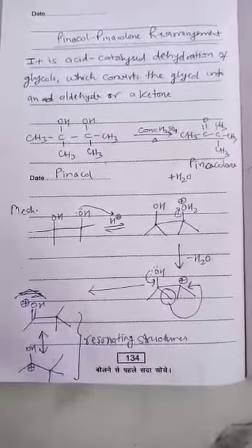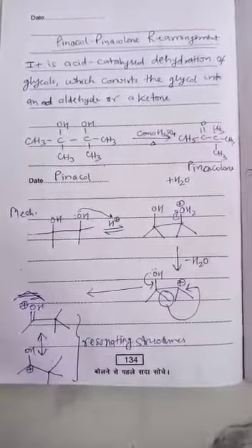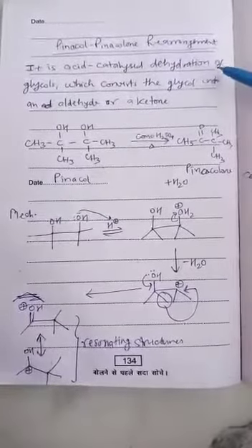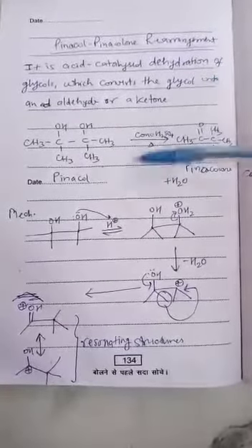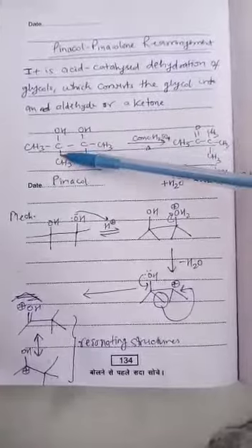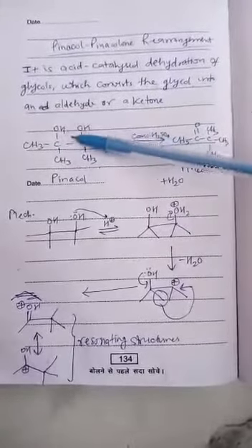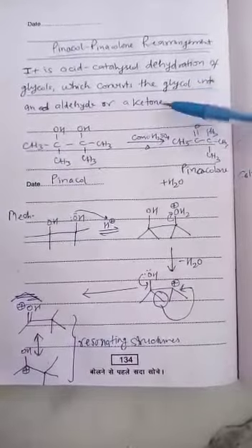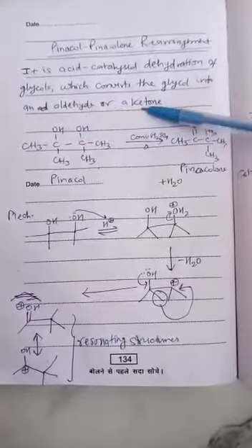Today we will discuss Pinacol-Pinacolone rearrangement. It is an acid catalyzed dehydration of glycols. Glycol means 1,2-diol, which converts the glycol into an aldehyde or ketone.